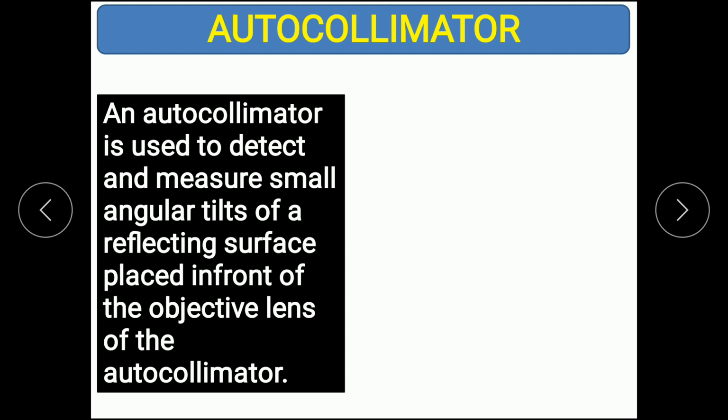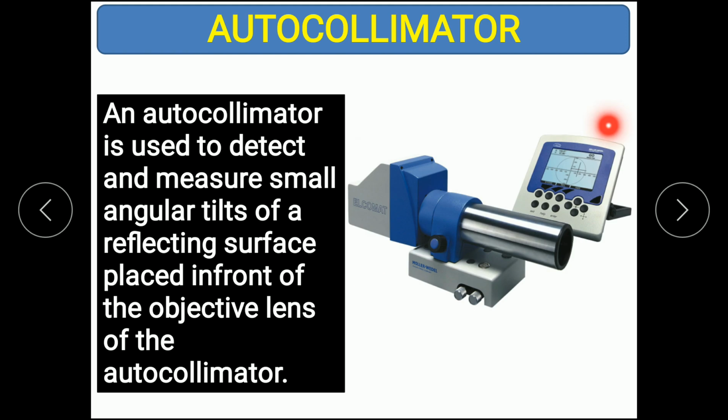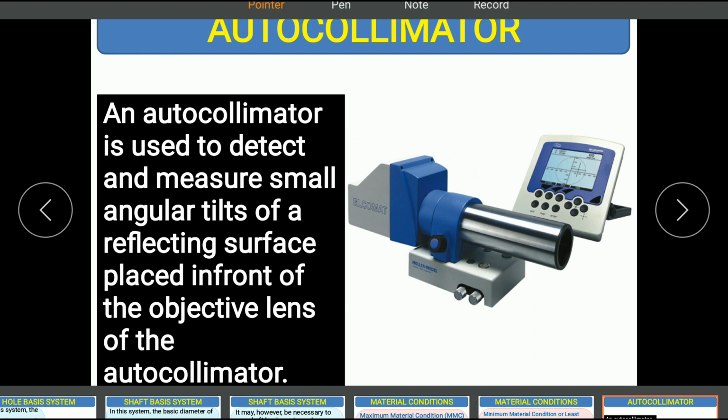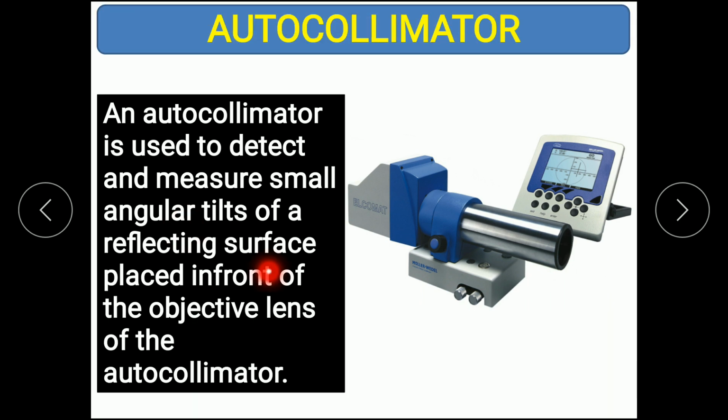Next is the AUTOCOLLIMATOR. Here you can see the device which is called the AUTOCOLLIMATOR. This is very important from the exam point of view. Normally this question is asked repeatedly in exams. An AUTOCOLLIMATOR is used to detect and measure small angular tilts of reflecting surfaces placed in front of the objective lens of the AUTOCOLLIMATOR.